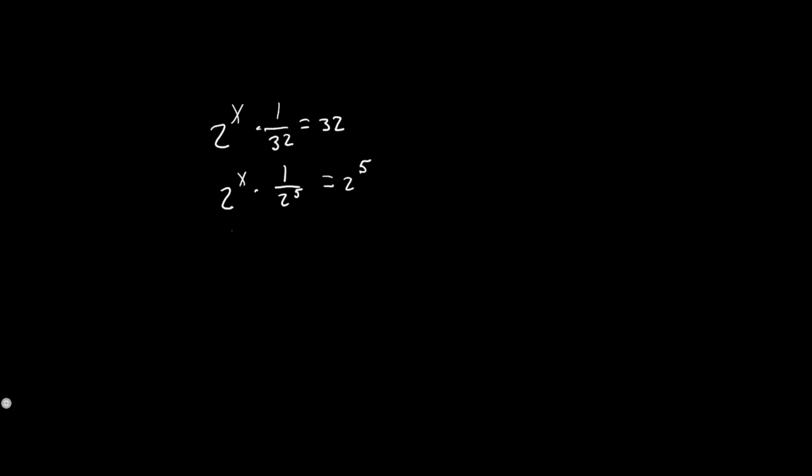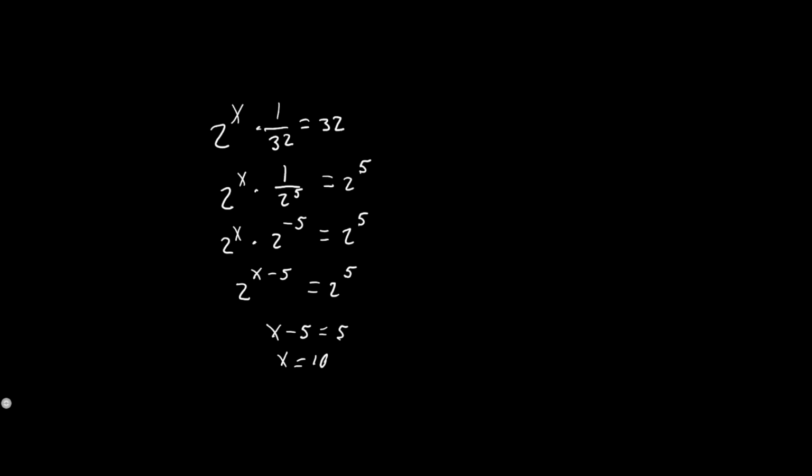And here we're also going to have 2 to the power of x times 2 to the power of negative 5. That is equal to 2 to the power of 5. So here we can go ahead and group the left side. So we have 2 to the power of x minus 5 is equal to 2 to the power of 5. And here we just solve for x minus 5 is equal to 5. And then we get that x is equal to 10, because 5 plus 5 is equal to 10.